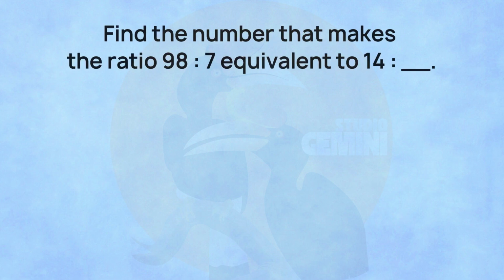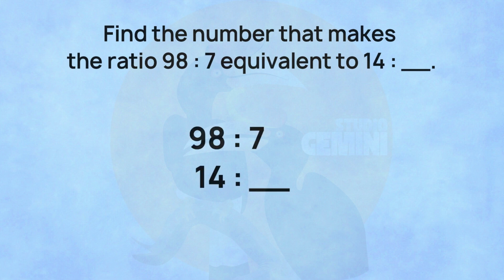Here we are again asked to find the number that makes the ratio 98 to 7 equivalent to the ratio 14 to blank. To begin, we will stack our ratios and look for the side in which we know both numbers. We know the left side of both ratios, 98 and 14, so we can ask ourselves how we get from 98 to 14. We divide 98 by 7 to get 14. This means we will be dividing our known number on the right side by 7 to find our missing value. When we divide 7 by 7, we get 1. This means our missing number is 1 and the ratios 98 to 7 and 14 to 1 are equivalent.